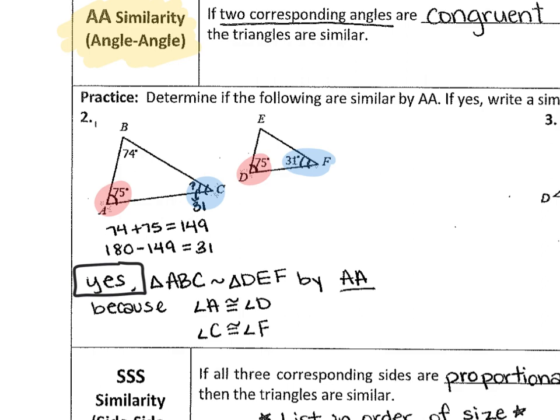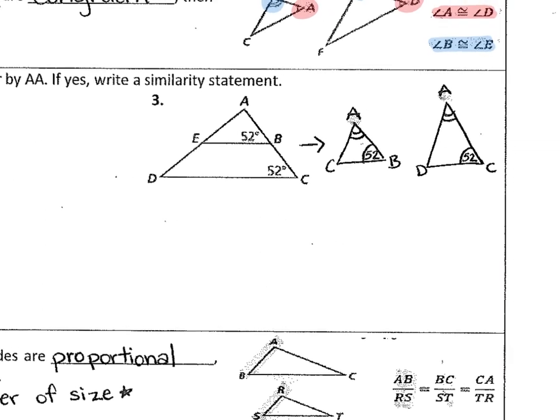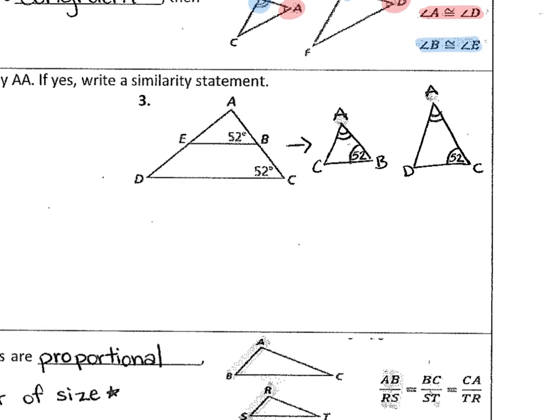Can we try one together? In problem 3, remember we are looking for two angles to be the same so that we can write our similarity statement. The image starts off like this, but Miss Caldera has redrawn the image for you. Do you see how there's this little triangle, AEB, and then the bigger triangle, ADC? What angle do they have in common? What letter did I say in both triangles? A. So if they both have angle A, that's the same angle. So they're going to be the same measurement.